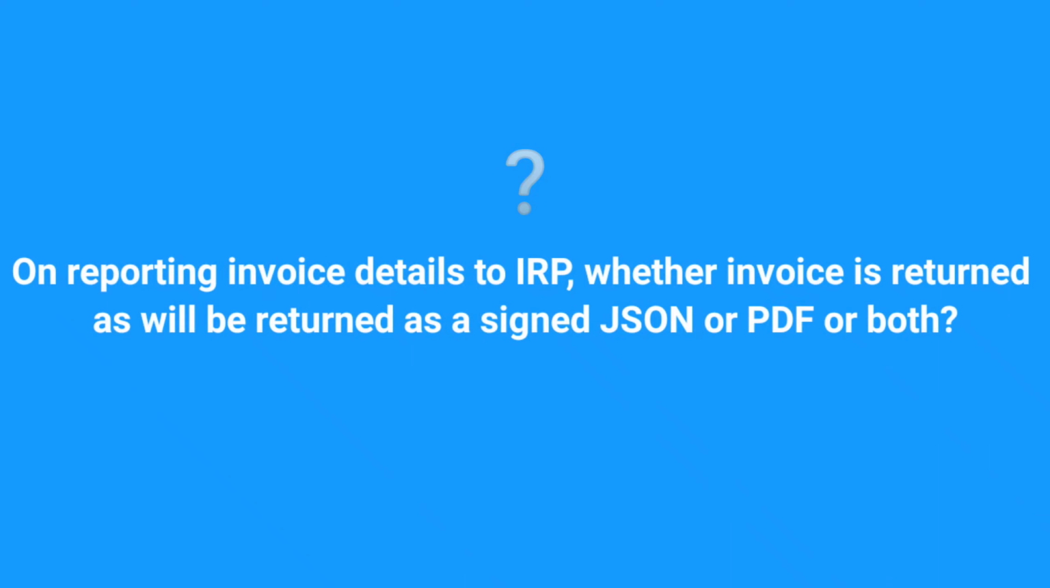On reporting invoice details to IRP, whether invoice will be returned as a signed JSON or PDF or both? IRP will return only the signed JSON. No PDF will be returned. On receipt of signed JSON, it is for the respective ERP or billing software to generate PDF if needed. Upon receipt of signed invoice JSON, an optional facility to generate PDF is also available on IRP.